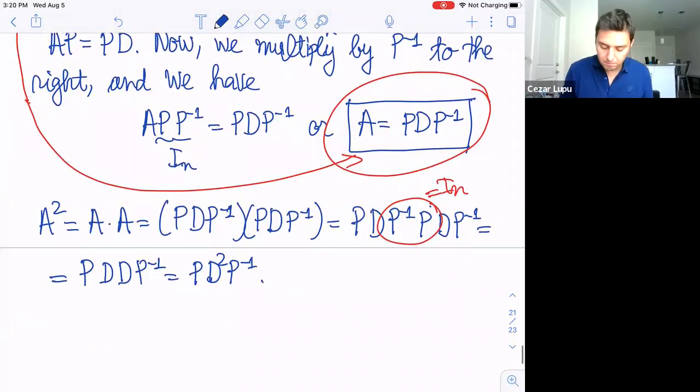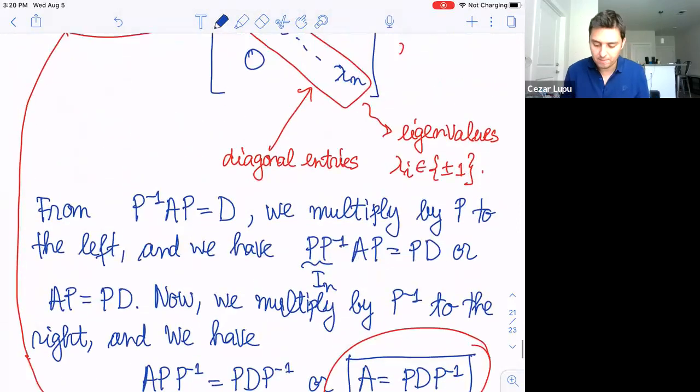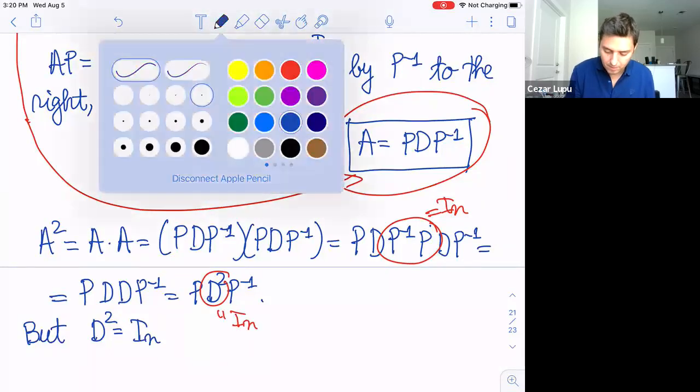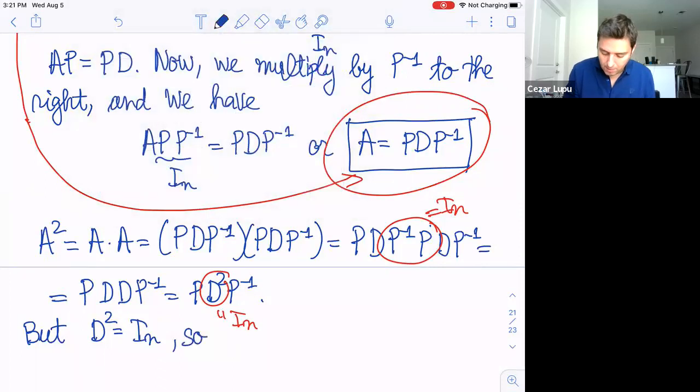But D squared is nothing else than just the identity. And there you go. So A squared is P times the identity times P inverse, which is the identity, and that's it.